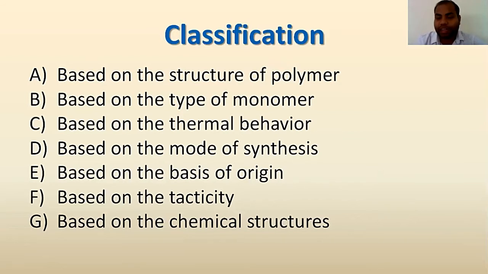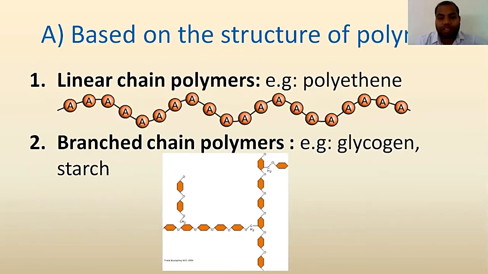They are again classified based upon tacticity, meaning if they have a side chain, the position of the side chain, and along with that, their chemical structure. Now we are going to see the classifications one by one. If that is not possible in today's class, we will finish the complete classification in the next class also. So continuing with the topic, that is, based on the structure of the polymer.